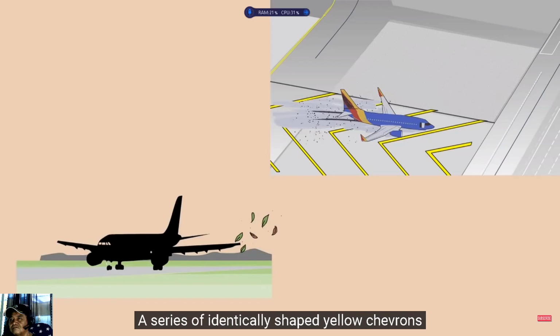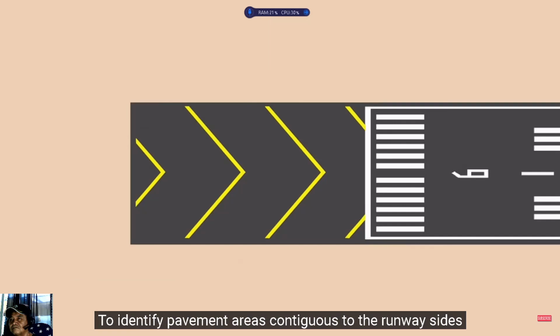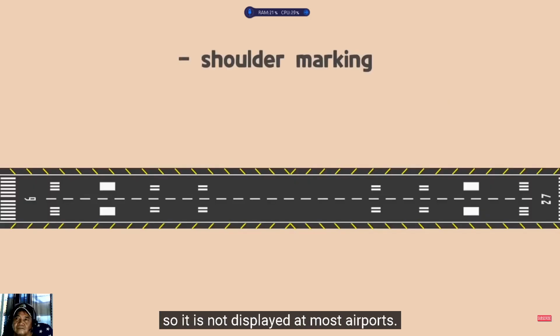To identify pavement areas contiguous to the runway sides that are not intended for use by aircraft, yellow runway shoulder stripes may be used. The runway shoulder is optional, so it is not displayed at most airports.